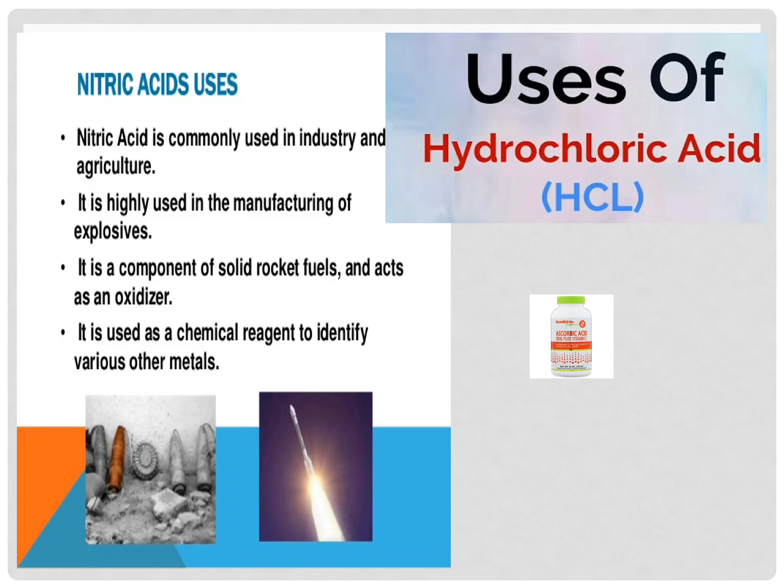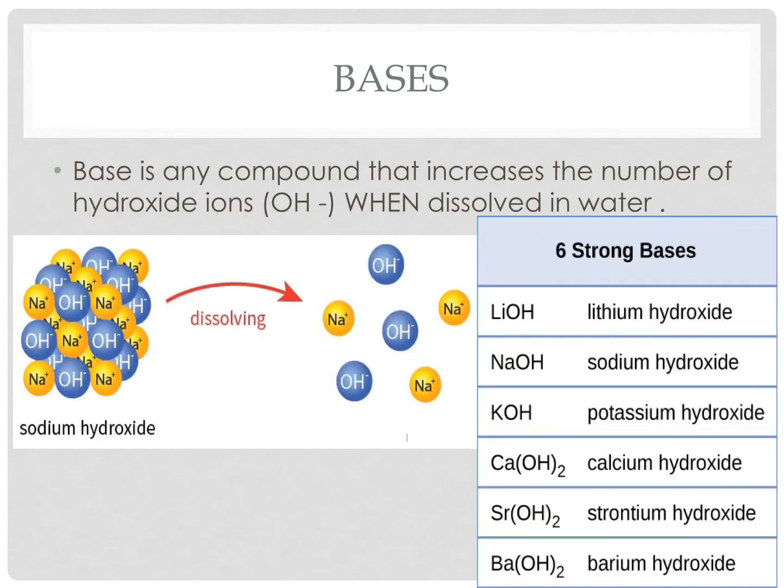So as you can see, these were the uses of the acid. Now let's talk about the bases. What is a base? How should we recognize them, and what happens in a solution whenever we dissolve a substance that is a base? So basically, let's start with a base. What is a base? A base is any compound that increases the number of hydroxide ions, OH, when dissolved in water.